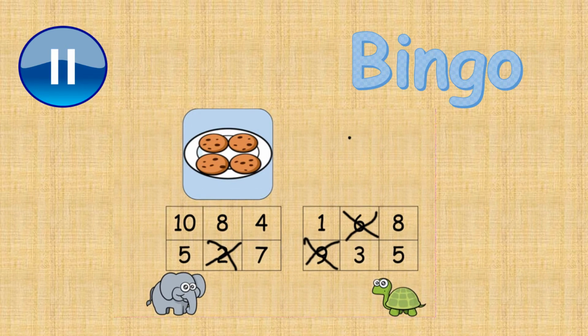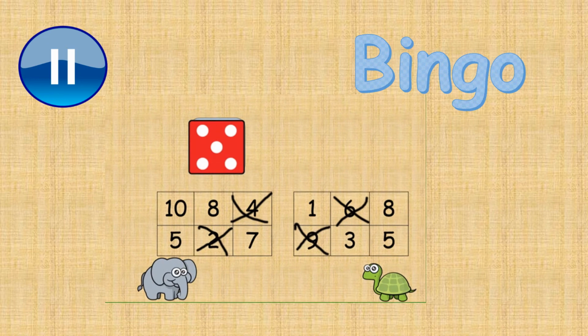How many cookies are on the plate? Pause the video and then count them up, and once you've worked out the answer, find that number on your piece of paper. Pause the video now. Well done. Did you get 4 cookies? Well done if you did. Let's cross out number 4. Here's number 4. Oops, it's a bit of a funny line. There we go.